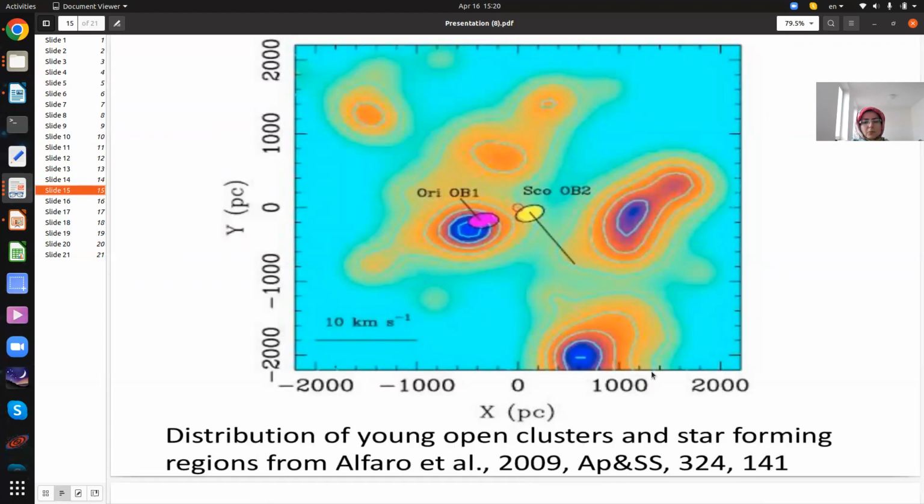Here we have the distribution of young open clusters and star-forming regions. We have the Sun here at 0, 0, and then we have Scorpius OB2 here, which is near to our Sun. And then we have Orion OB1, after Scorpius, it is near. And then we have some star-forming regions near it.